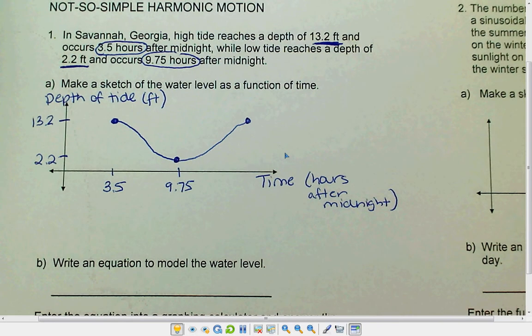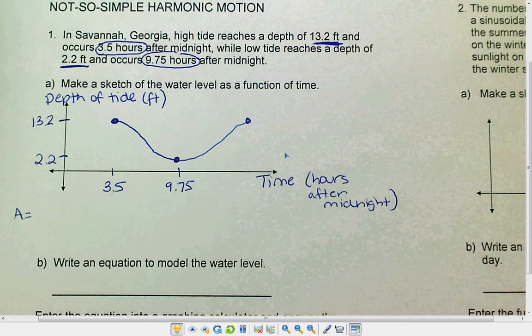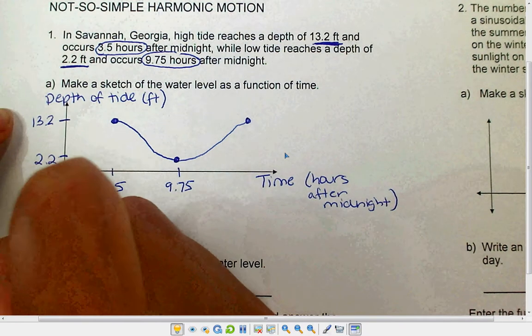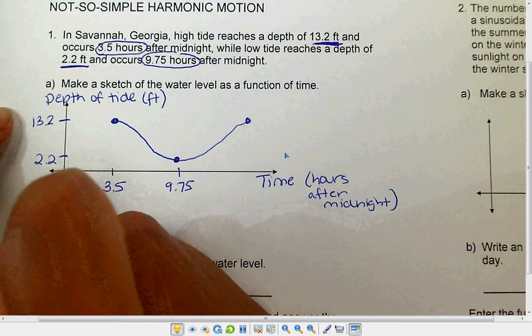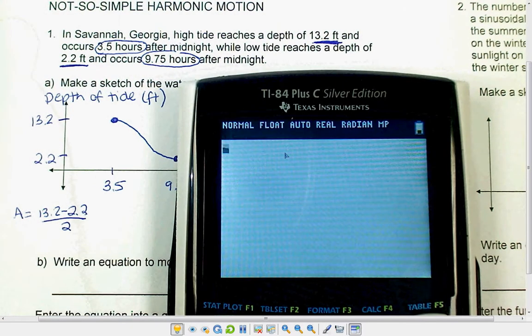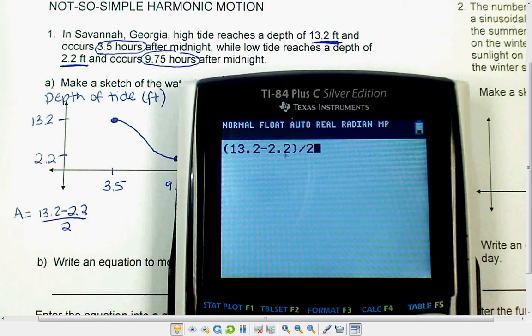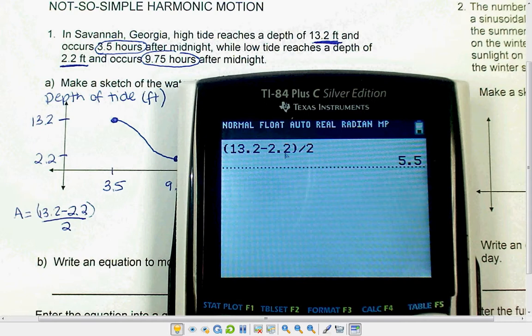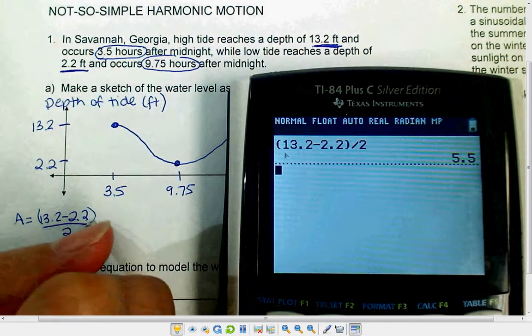Okay, so this is my max and my min, so this is what I'm going to use to find my A. So to find my amplitude, I do max minus min divided by 2. So 13.2 minus 2.2 divided by 2. I'm going to make sure I put this in parentheses if I'm plugging it all in at once. And this gives me 5.5. So this is my amplitude.